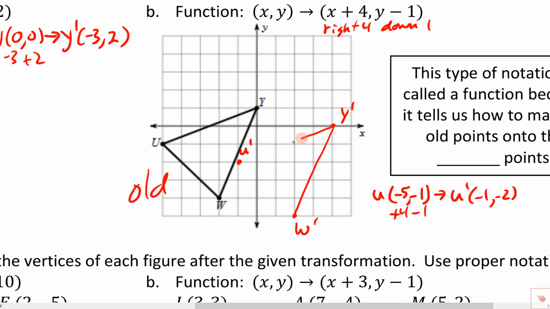Let's go ahead and connect those, and we should see two shapes, two placemats if you want to think of it that way, that look exactly the same. They're oriented the same way, same size, same shape, they're congruent and everything. It's just that the new one, the image, is over here. It's been moved to the right 4 and then down 1. So we've got the old one, the pre-image is here, the new one, the image is right there.